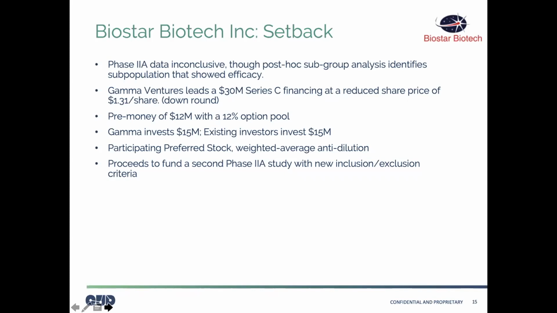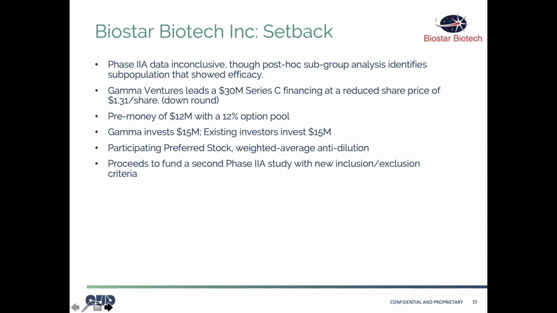The FDA won't let you really use that in any kind of approval, but it is information that can be helpful. The company puts together a second trial design focusing on this subpopulation, pitches it to VCs and Gamma Ventures, and says, we really believe this signal and we are willing to fund a $30 million Series C financing, but you've spent all this money and we're going to drop the share price to $1.31.